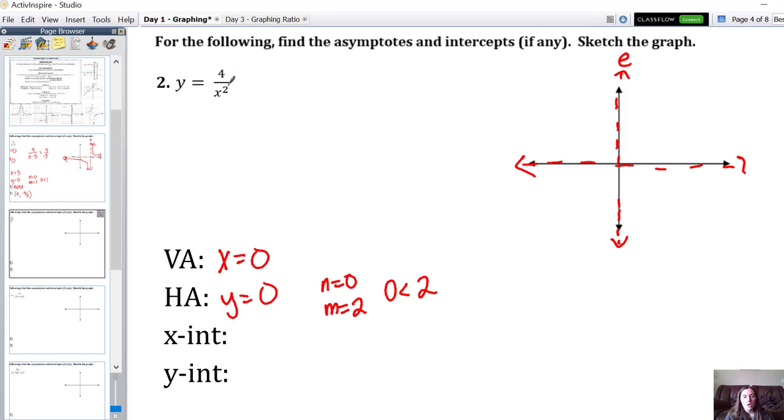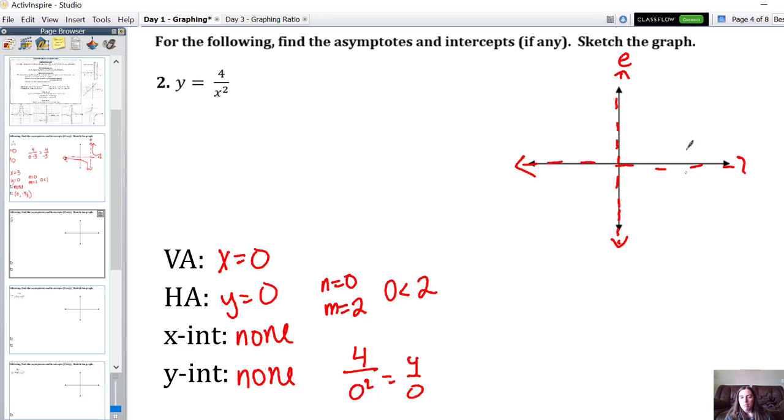For the x-intercept, we need to set our numerator equal to 0, but our numerator here is just 4. 4 is not equal to 0, so once again we do not have any x-intercepts. The y-intercept, we're going to evaluate this function with an x value of 0. So that would give us 4 over 0 squared, aka 4 over 0, but we can't divide by 0. Therefore, we also don't have any y-intercepts, which makes sense because we had an asymptote at the y-axis, and we're not going to cross this vertical asymptote, so we're never going to touch the y-axis.